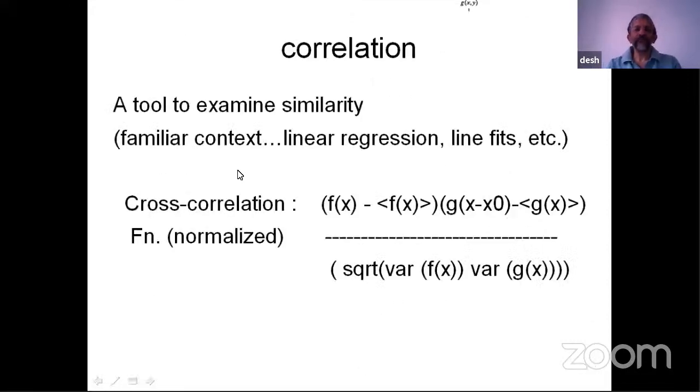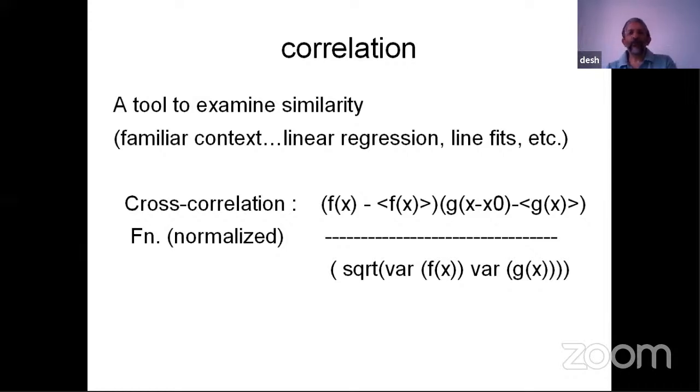Okay, let's come to correlation formally. Correlations are, as I said, tools to examine similarity. We have seen the familiar context of linear regression and line fits and so on, and what we are trying to do is exactly what we can compute formally through these equations, where we can compute a cross correlation measure. We can even normalize it with certain properties of the variation that is to be examined in both the functions that we have, and that is characterized by the typical standard deviations.